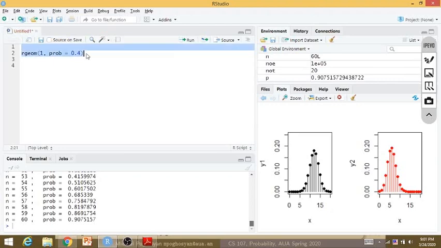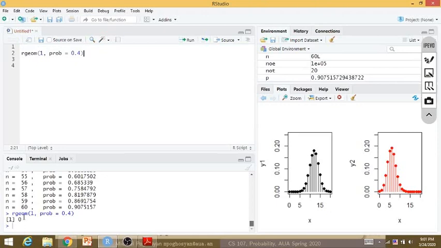So if I run this, I'm getting 0. In fact, R is using the other definition of the geometric random variable, the number of failures. So 0 failures, the first one was success.